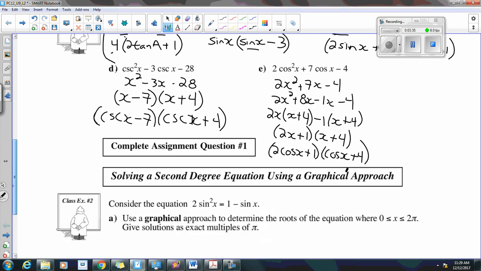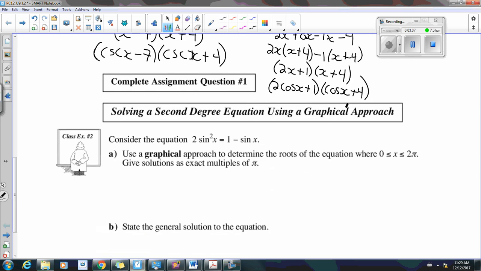Okay, moving on. Now we're going to start solving some equations. It starts with solving them graphically. So we have the equation 2 sine squared x equals 1 minus sine x. Use a graphical approach to determine the roots of the equation, where x is between 0 and 2 pi. And it wants us to give solutions as exact multiples of pi.